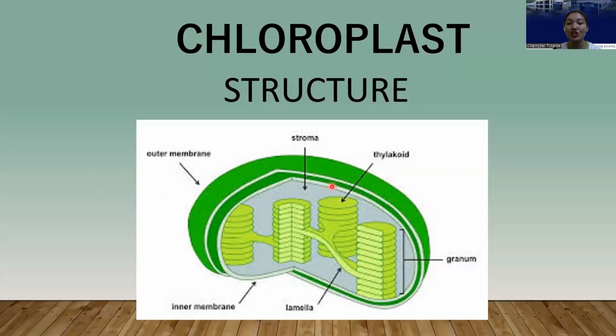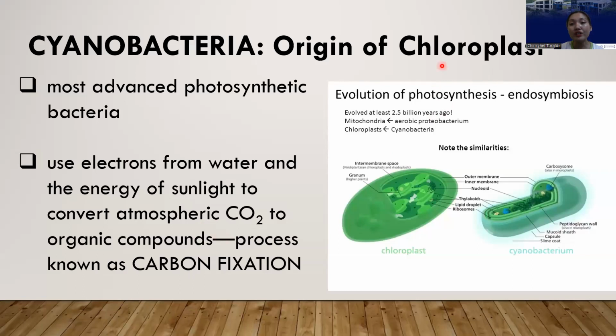So this is the structure of the chloroplast. Later, we will discuss the different components of the chloroplast. According to studies, scientists believe that cyanobacteria, which can still be found today, are green pigmented bacteria. They are said to be the origin of the chloroplast. Why do they say that cyanobacteria are the origin of the chloroplast?